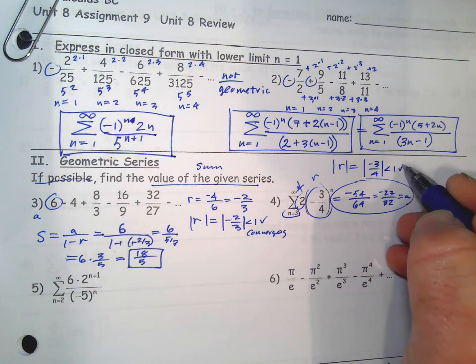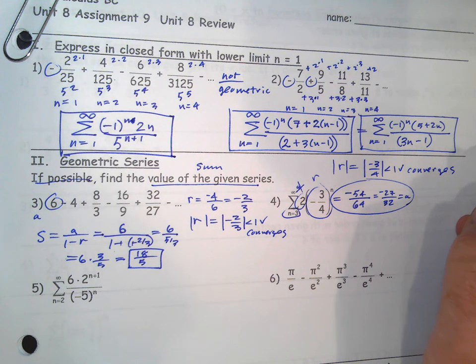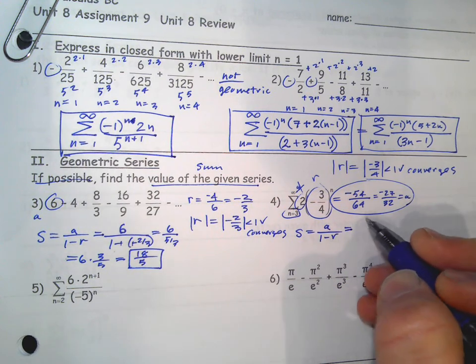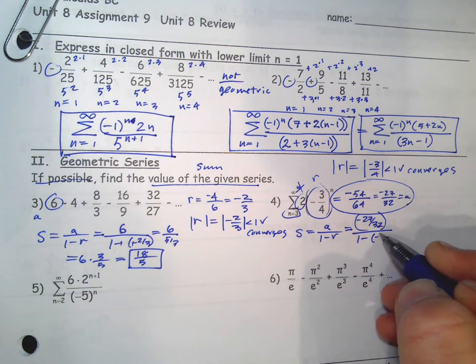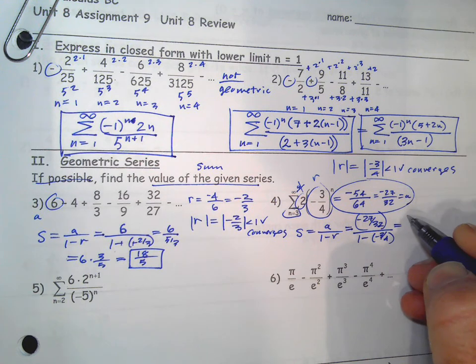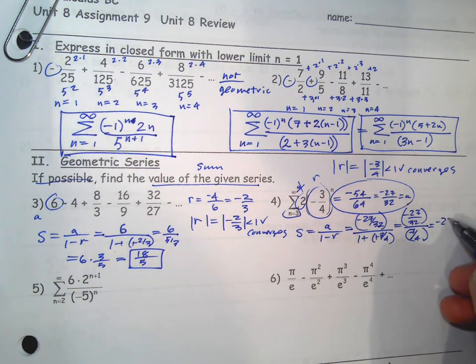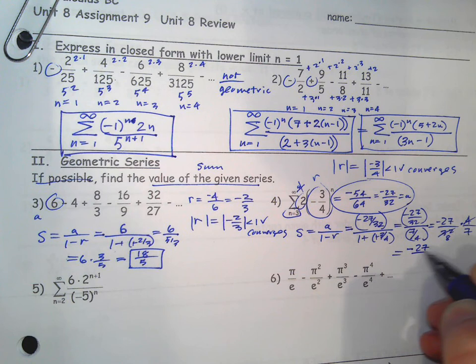Is it less than 1? Yes, it converges. This is the work I need to see on problems like this to give you full credit. So we're good to use the formula. S equals A over 1 minus R. A equals negative 27 over 32. R is negative 3/4. So we get negative 27 over 32 over 7/4. So negative 27 over 32 times 4 over 7, which does allow us to simplify a little bit. So final answer is going to be negative 27 over 56.